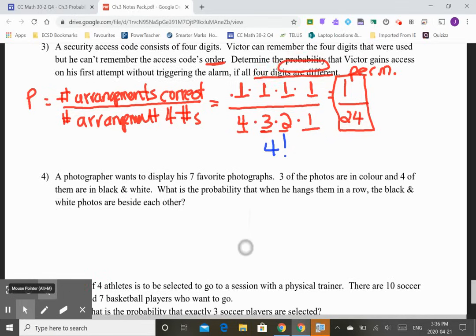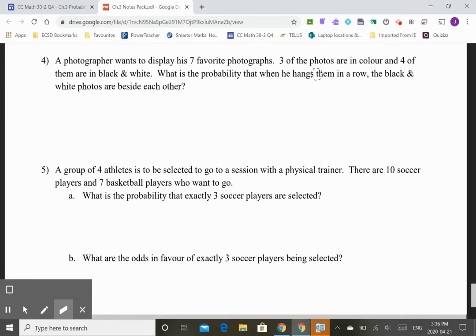Let's move on to number 4. A photographer wants to display his 7 favorite photographs. 3 of the photos are in color, and 4 of them are black and white. What is the probability that when he hangs them in a row, the black and white photos are beside each other? All right, so we've got 7 items here, and he is putting them up on the wall.